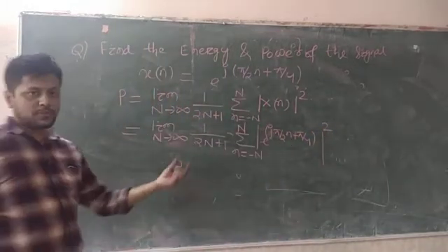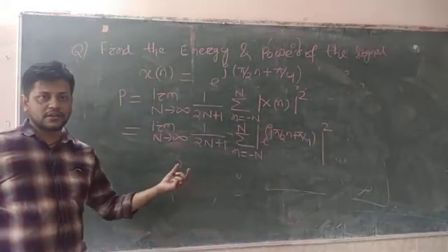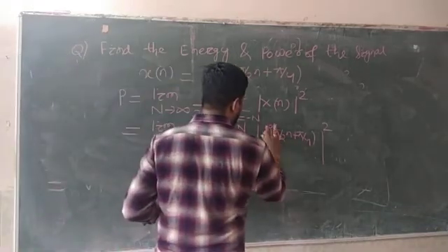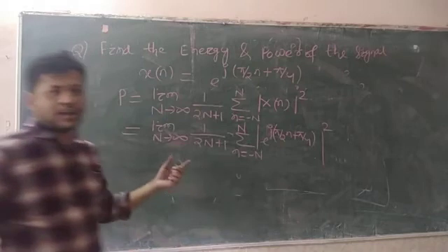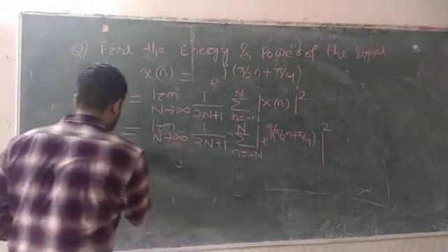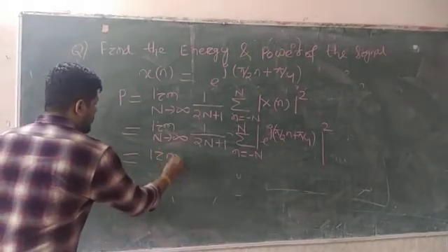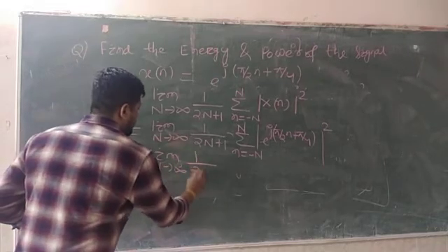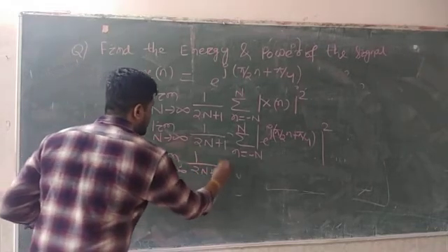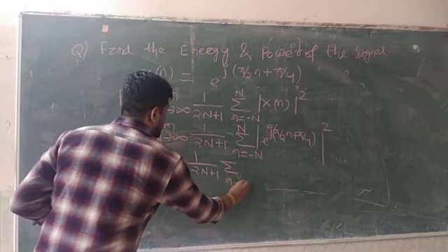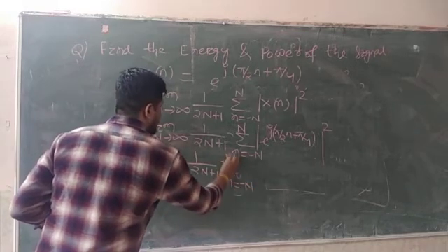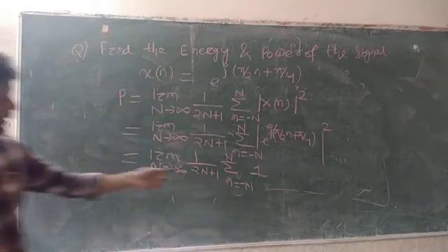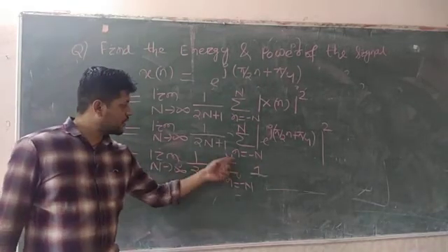And now we have just proven that e to the power j theta, whatever theta may be given, the magnitude must be equal to 1. Hence, we have limit n tends to infinity 1 by 2n plus 1 summation of n equal to minus n to n, and this value becomes equal to 1. And 1 is added how many number of terms? Minus n to plus n.